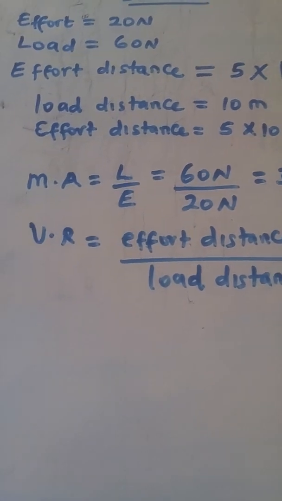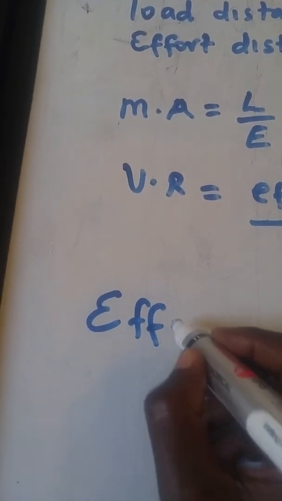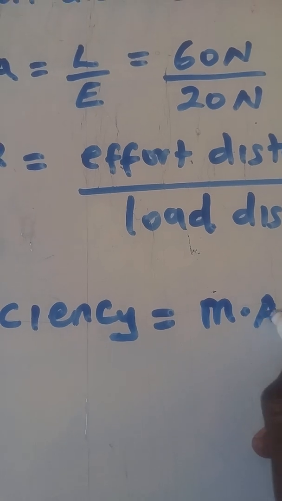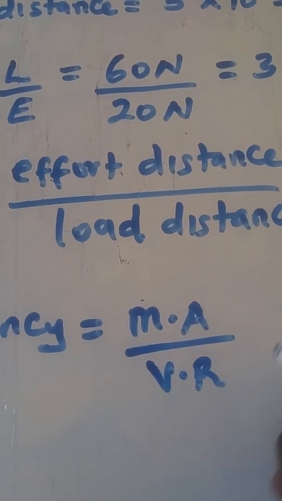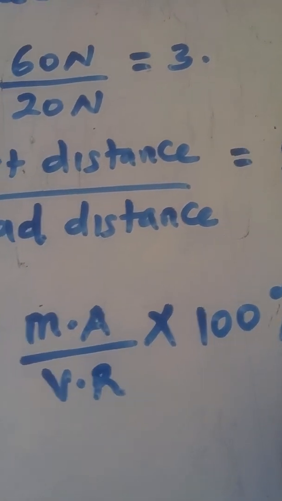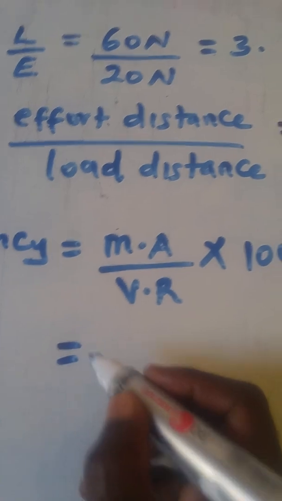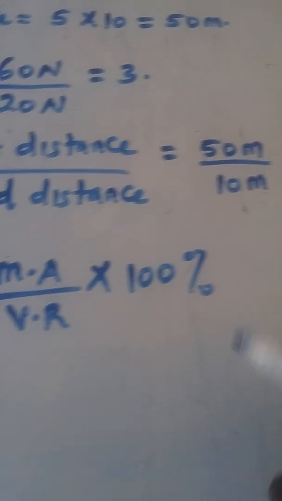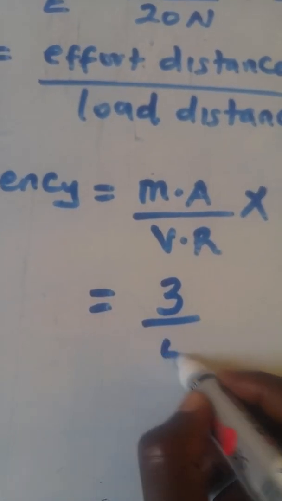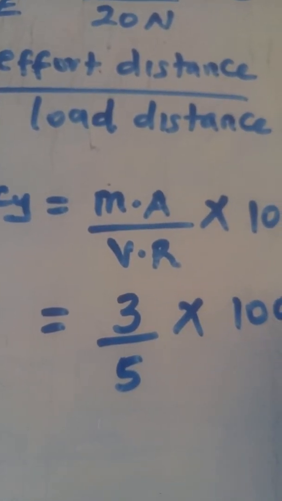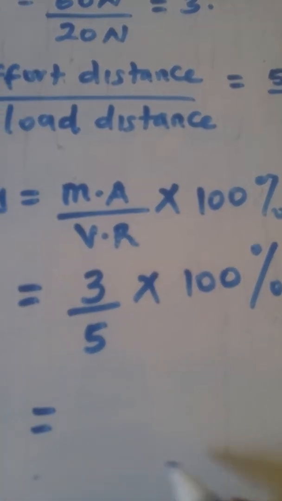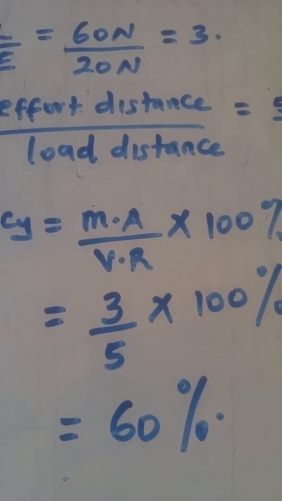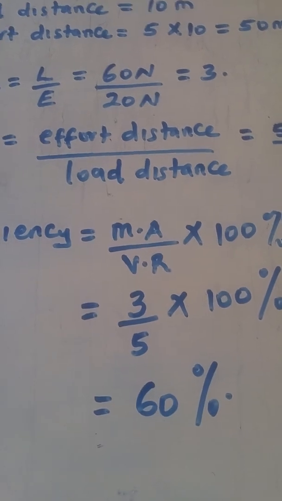So what happens? We shall say efficiency equals mechanical advantage divided by velocity ratio times 100%. If we are to substitute that, our mechanical advantage we calculated here is what? 3. Our velocity ratio we got here is what? 5. So we shall have 3 out of 5 times 100%. And if you did that calculation very well, your answer also comes to 60%. So it doesn't matter which formula you use, the answer remains 60%.